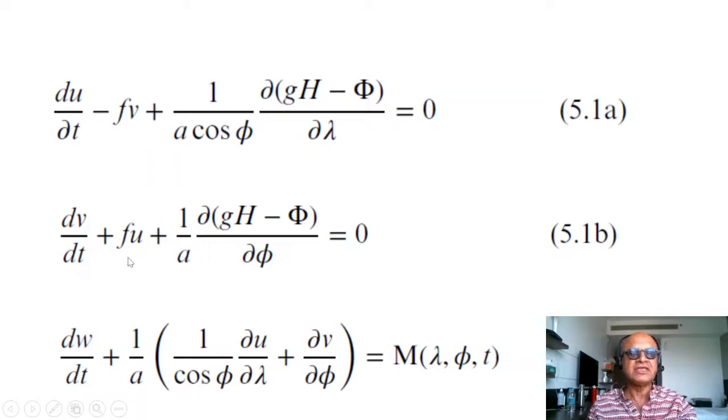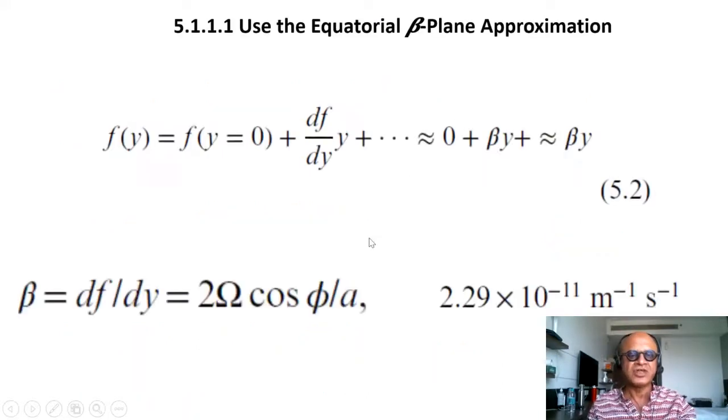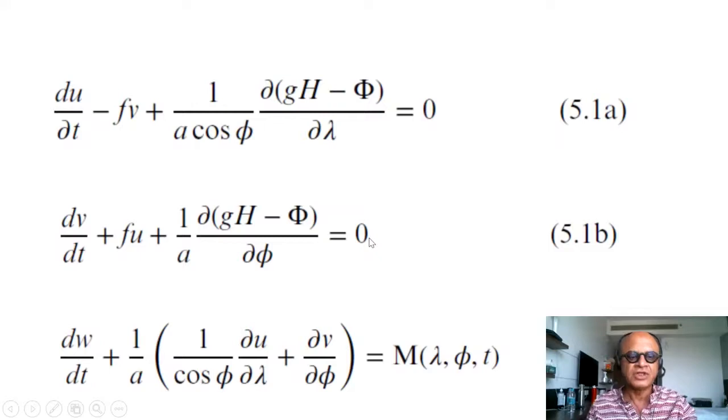So dv/dt in the meridional direction plus f times u is equal to minus 1 over a, dgh over d phi, equal to 0. So we are ignoring the other terms here. And in the vertical, we have dw/dt, and then the horizontal divergence equal to mass, which is the heating or cooling, which is a perturbation to the mass field again in the x, y, and time.